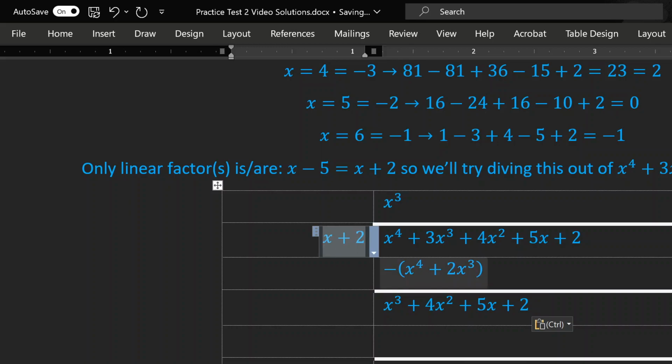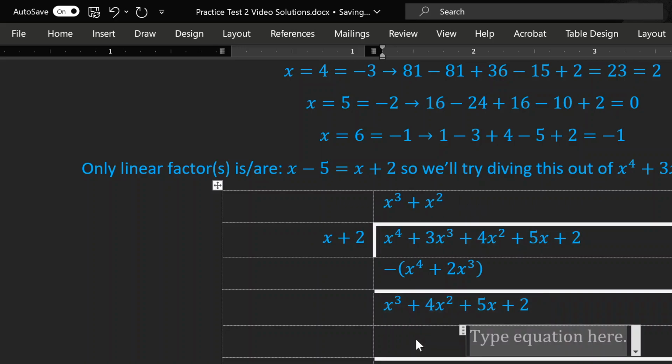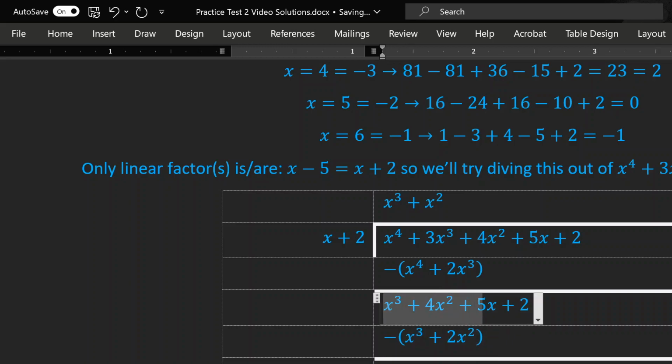So we ask ourselves, what do we multiply x by to get x cubed? It's obviously just x squared. So we're going to put x squared up here. Then we multiply that x squared by x plus 2, and we'll subtract whatever we get. So x squared times x plus 2 is x cubed plus 2x squared. And we're subtracting that from this line, so we're going to be left with 2x squared, and then these extra terms are going to come down.